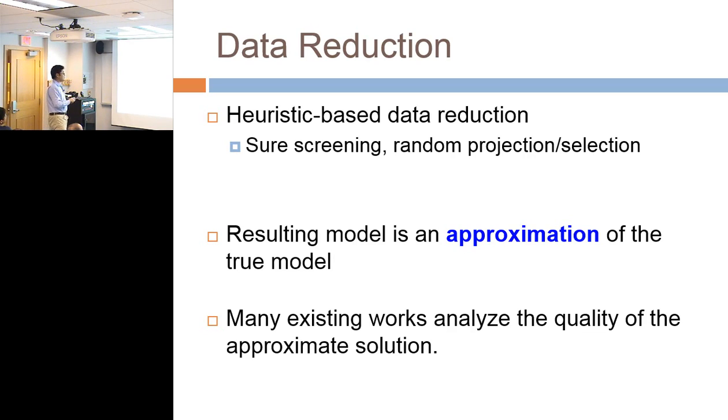Sure screening was proposed by a leading figure, Jianqing Fan, who is a professor at Princeton University. This method is actually very popular. But for those kinds of methods, the resulting model is actually an approximation of the true model. However, the authors claim that their method will sometimes result in better statistical properties for some specific scenarios. And also, there are many existing works analyzing the quality of the approximate solution.